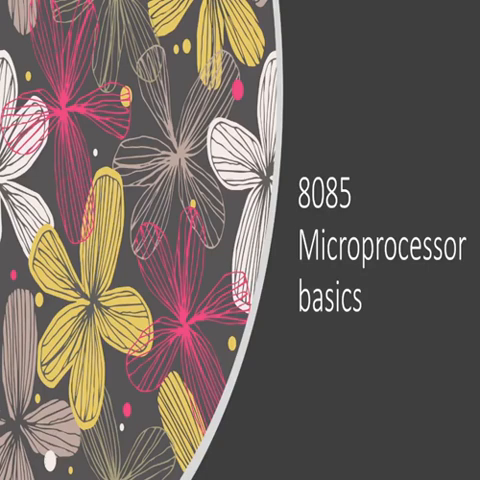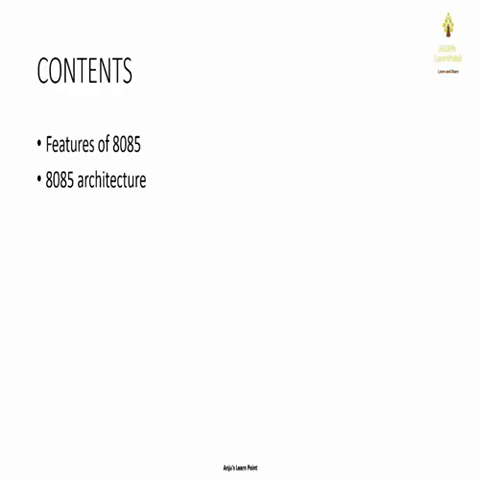So in the previous video we discussed the embedded system design model, how to build an embedded system, and what the significant components in an embedded system are. Today we will be starting with a new chapter, that is 8085 Microprocessor Basics. We will be looking at the following contents: features of 8085 and the 8085 architectural model.